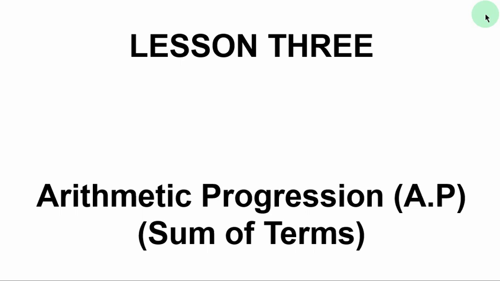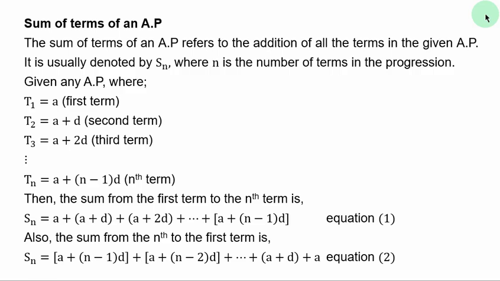Lesson 3, Arithmetic Progression (AP), Sum of Terms. The sum of terms of an AP refers to the addition of all the terms in the given AP. It is denoted by S sub n, where n is the number of terms in the progression.